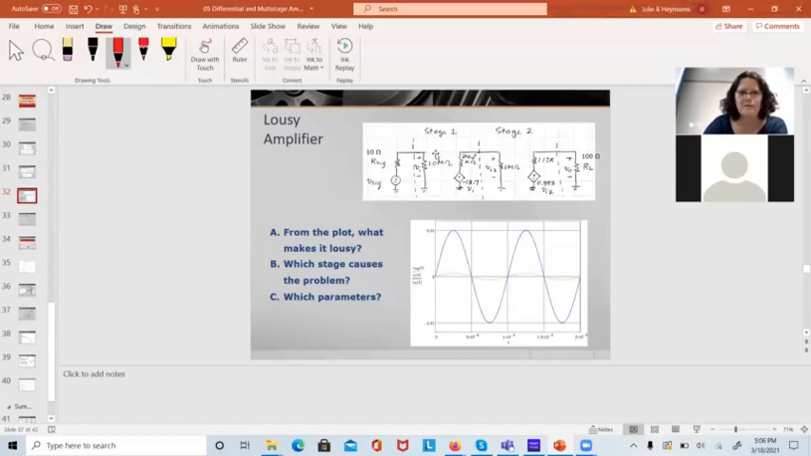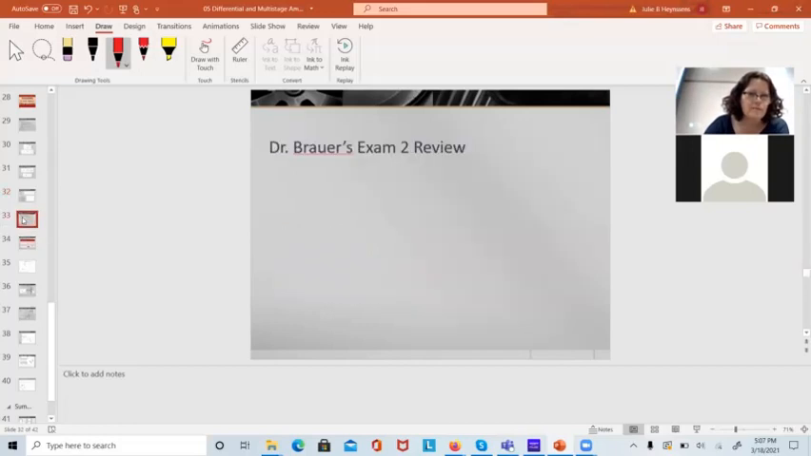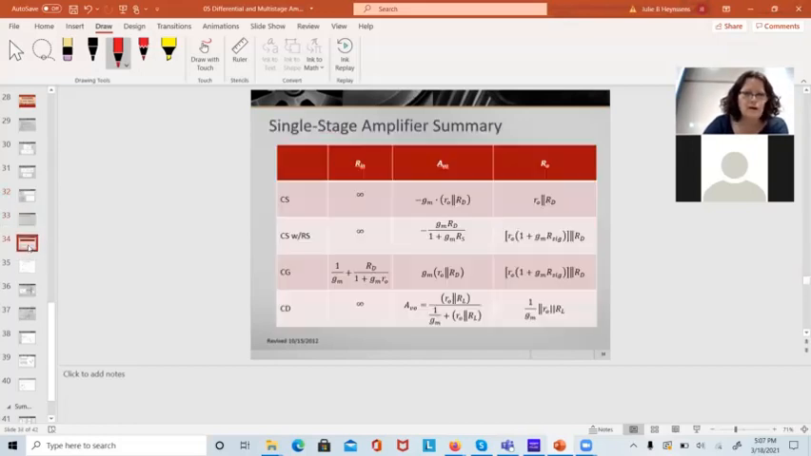This is a bad amplifier. Why is it a bad amplifier? It's a bad amplifier because it has a high output resistance right there on stage 2. And you could fix that. You can identify the problems. So this model of the amplifier is really important.